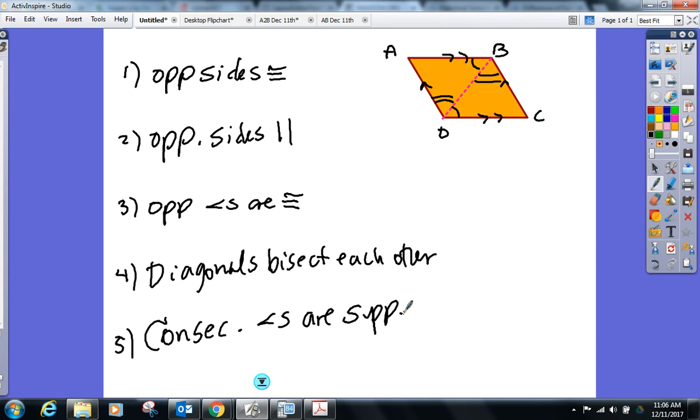All right, we're about to start using the parallelogram in our proofs now. I will let you know, just to save you some time, it's very rare that we use this property in our proofs, that consecutive angles are supplementary. Very rarely. It's mainly these 4 that we're going to use in our proofs.